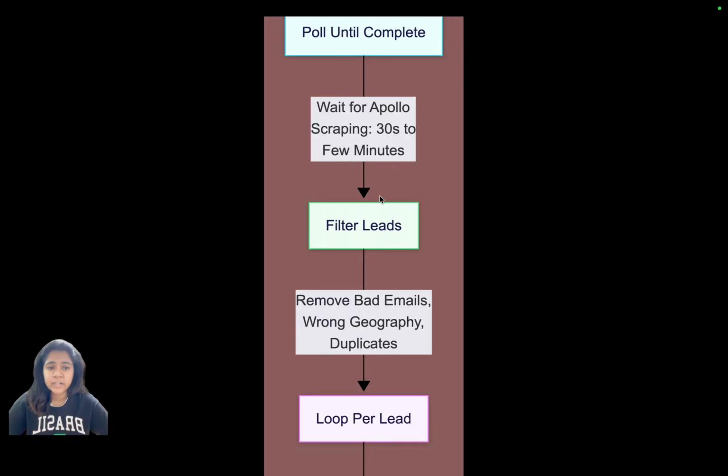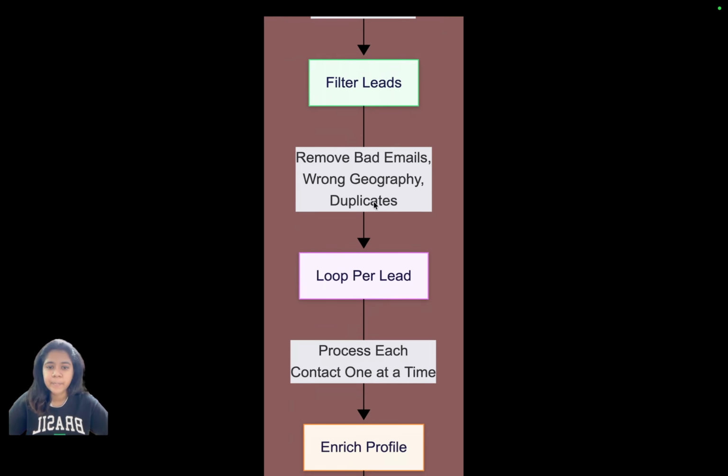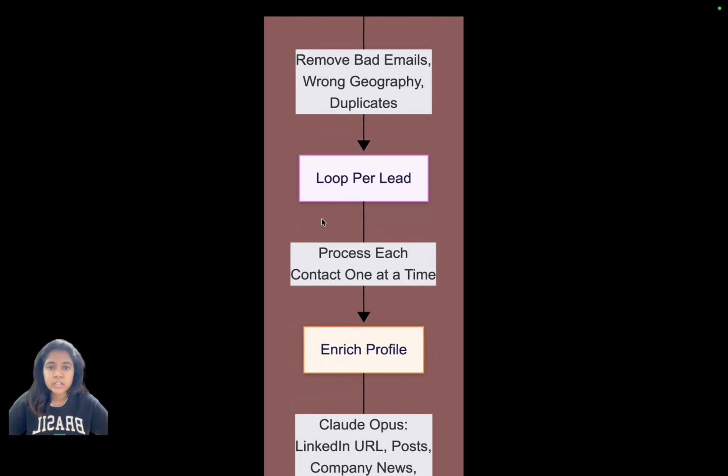Step 3 is filter leads. This is an underrated step. Before any AI touches your data, you clean it, remove anyone with a bad email format, remove duplicates, filter out the wrong geography or seniority level. Garbage in, garbage out, and AI makes garbage sound very confident, so clean your list first.